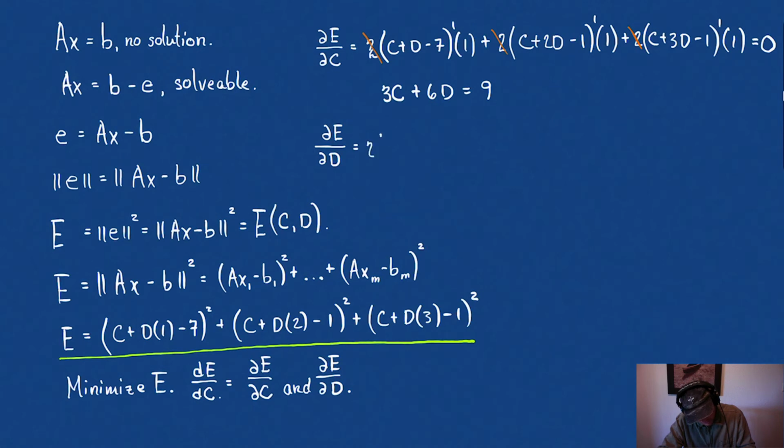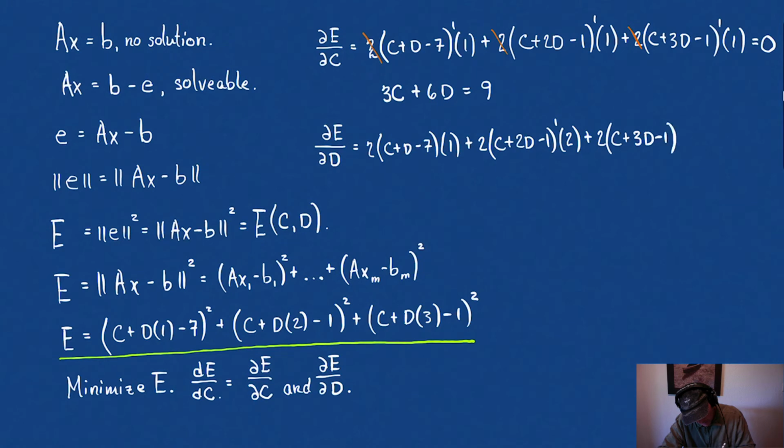So we take 2 times (C plus D minus 7) times the derivative with respect to D of the inside, which is 1, plus 2 times (C plus 2D minus 1) to the first times the derivative of the inside, which is 2, plus 2 times (C plus 3D minus 1) to the first times the derivative of the inside, which is 3, and that equals 0.